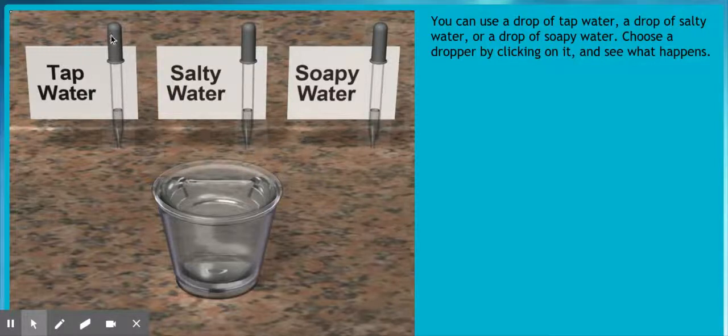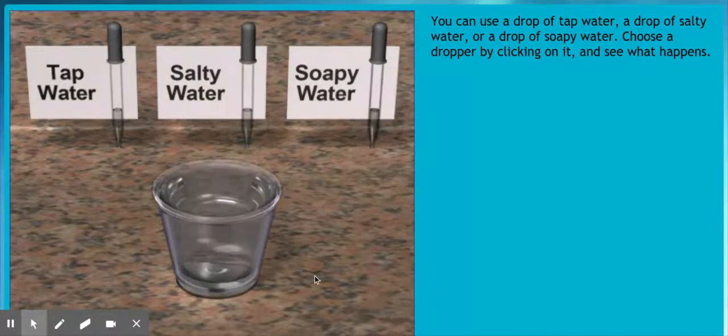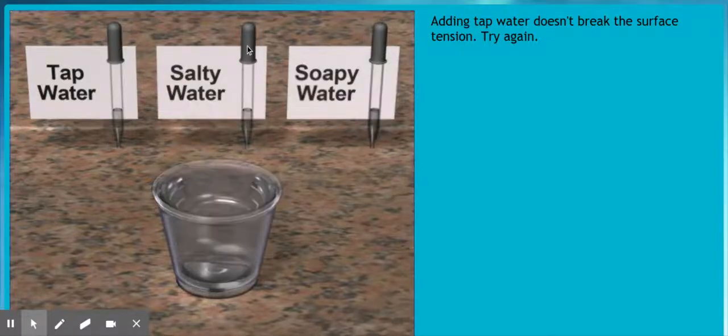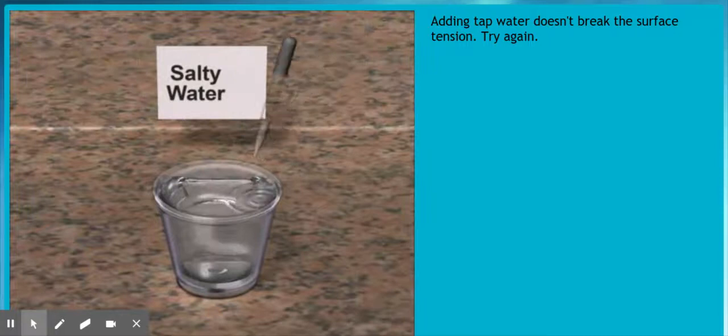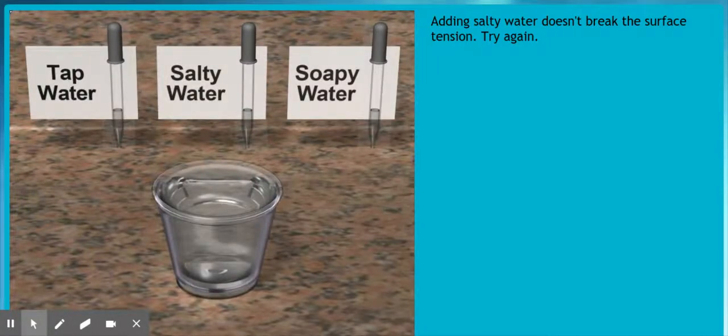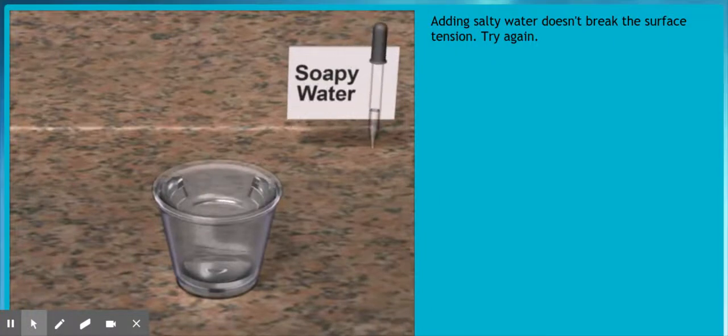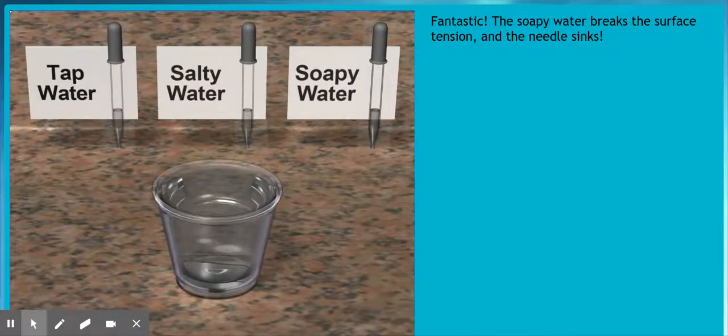Let's check out tap water first. Adding tap water doesn't break the surface tension. Try again. Adding salty water doesn't break the surface tension. Try again. Fantastic! The soapy water breaks the surface tension and the needle sinks.